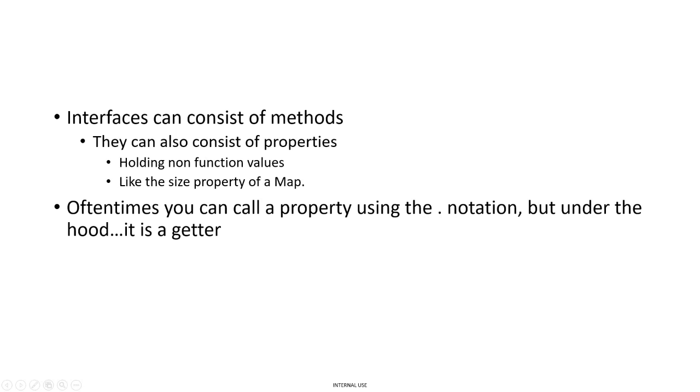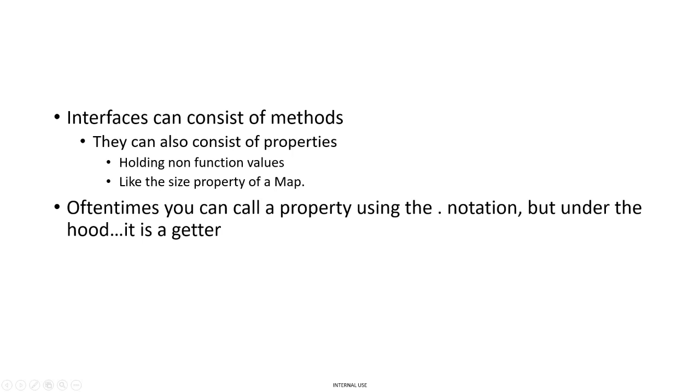Interfaces in JavaScript can contain methods. Now, they can also consist of properties too. So we see this whenever we see a dot notation, like if you say your string dot length or dot size, something like that. That's the property. So the properties hold non-function values. Like I said, it's like the size or length property.